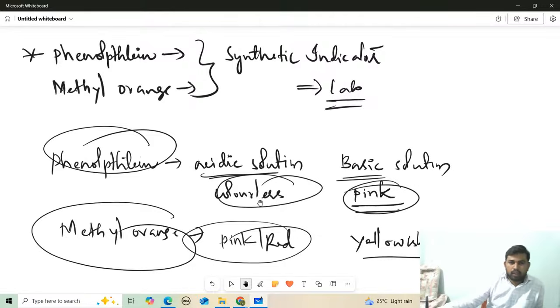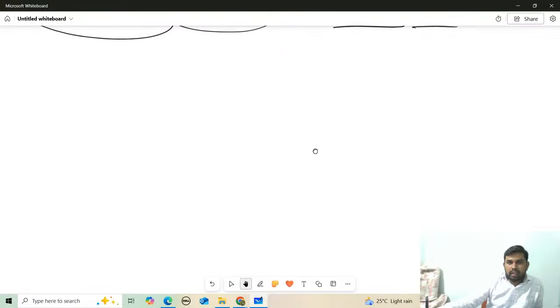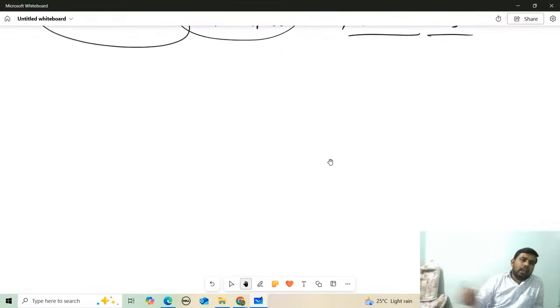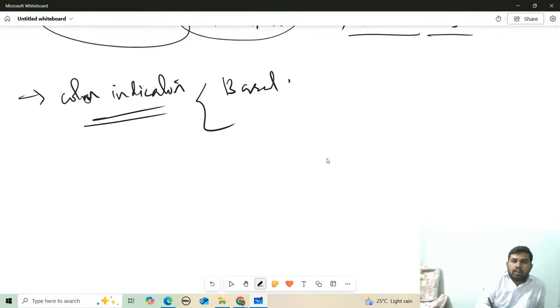Okay, try to understand. Again, I'm saying these are called color indicators, meaning they work based on the color. So what do you mean by color indicators? They work based on the color.